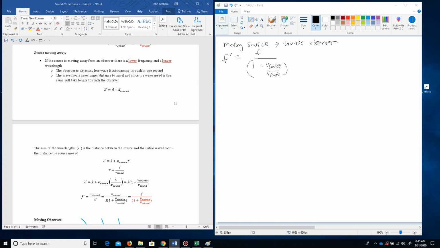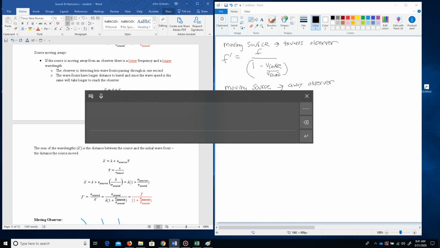Okay, so now we're going to look at the moving source, and the source moving away from observer. It has a very similar idea, but instead of the distances subtracting, they're going to add. So the distance d the source has moved plus the original distance the wave had to travel is going to be the new distance that the new wave has to travel. And so you get an increase in wavelength, or a longer wavelength, which means you'll get a lower frequency.